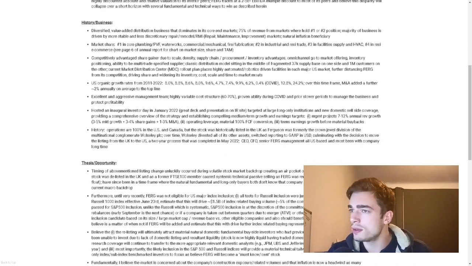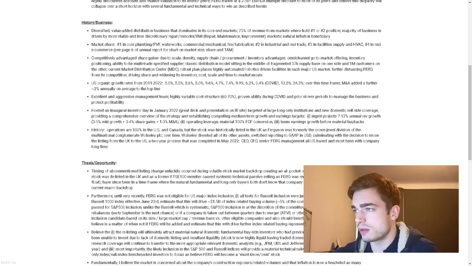Market share: number one in core plumbing/PVF, waterworks, commercial/mechanical, fire and fabrication, number two in industrial and residential trade, and third in facilities supply and HVAC. Number four in residential e-commerce. See page 6 of the annual report for a chart on market size, share, and TAM.